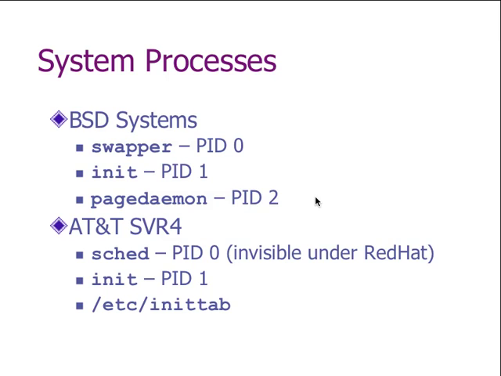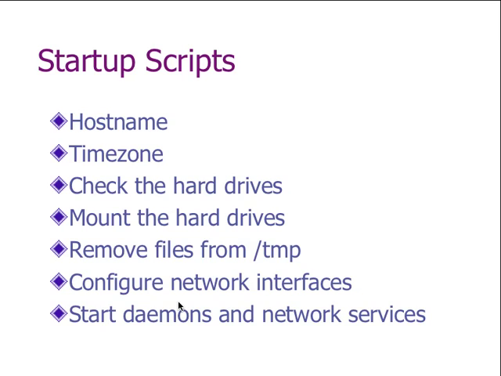So, the system processes in a BSD system, we have swapper, init, page daemons. This would be like on a Mac system. On AT&T, kind of an outdated example here, or on Red Hat, it would be a scheduler, inittab. These are different sets of processes that get loaded from different scripts that start to initialize hardware, essentially, in the environment. In terms of the startup scripts, this is how we set the host name.